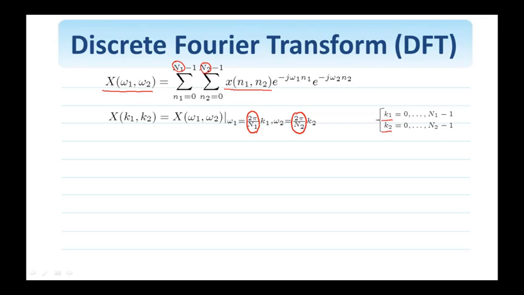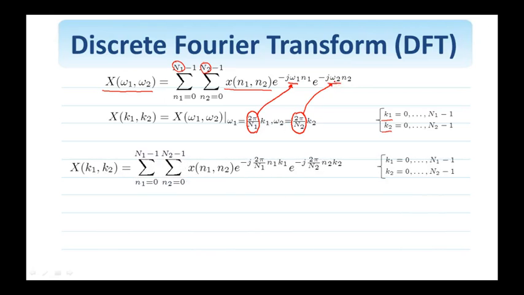So if I substitute 2 pi k1 over n1 for omega 1 and 2 pi k2 over n2 for omega 2 here, I end up with this expression, which is the forward discrete Fourier transform, DFT. It gives me a description of the image in the discrete frequency domain, k1, k2, where k1, k2 range over one period, as shown here. And this is clearly a computable transform because it only involves a finite summation, therefore a finite number of operations.